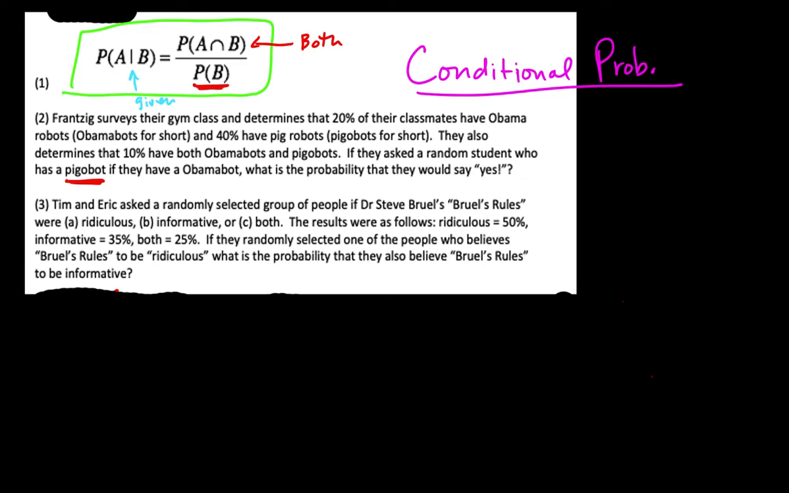Now, as we're reading this one, it says Tim and Eric asked a randomly selected group of people if Dr. Steve Brule's rules were A, ridiculous, B, informative, or C, both. The results were as follows. So we have ridiculous is 50%. We have informative is 35%. And we have both, which is 25%.